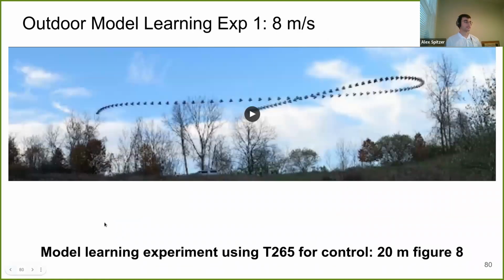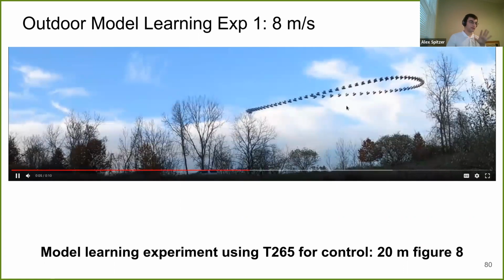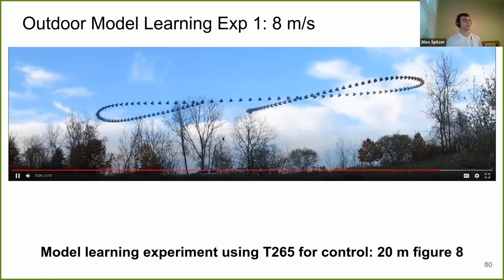So okay, here's the first experiment. For this experiment, we use the T265 for vision-based control. This is a 20-meter trajectory that's going at 8 meters per second. This is the robot taken from a far away view, and you can see it's executing the trajectory. This is just to give you a sense of what it looks like.